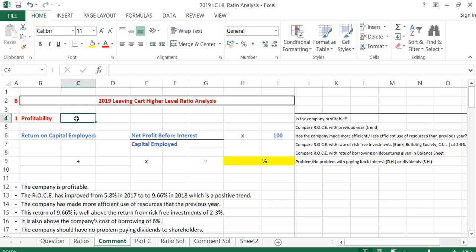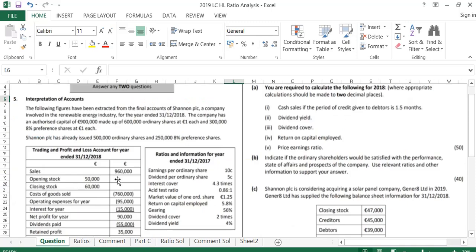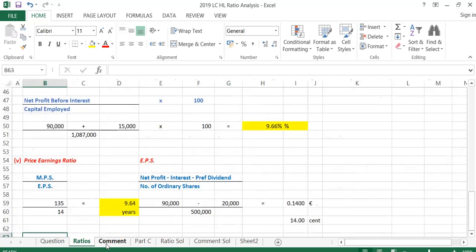For profitability, the ratio that we're concerned with is the return on capital employed. That's the main ratio we'll be concerned with. We already have this calculated in part A, but you might not always, so we'll just do it again here quickly. So what I'm looking for is the net profit before interest over capital employed multiplied by 100. So the net profit of 90,000 here is after interest, so the net profit before interest will be 90 plus 15 over the capital employed, which is the total of the balance sheet.